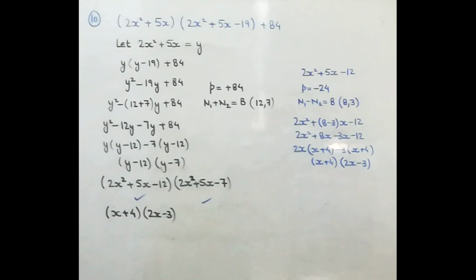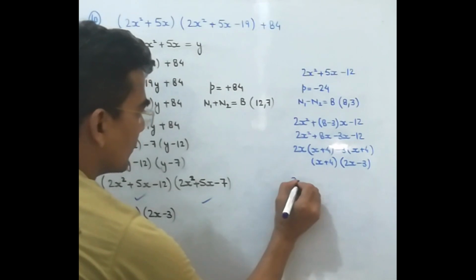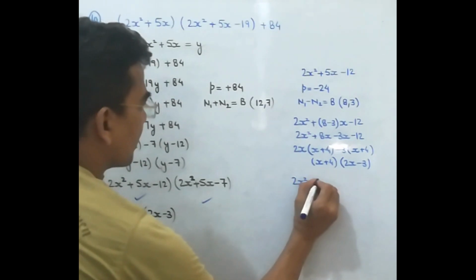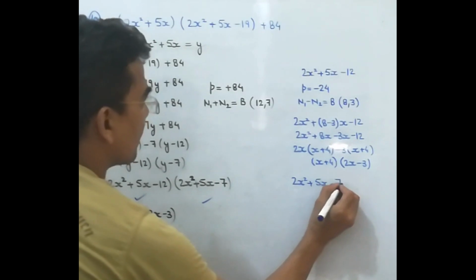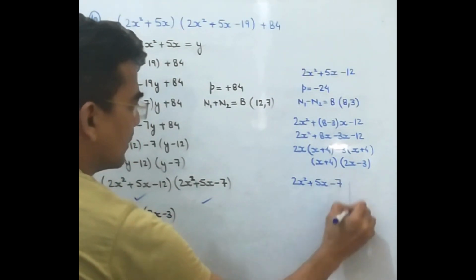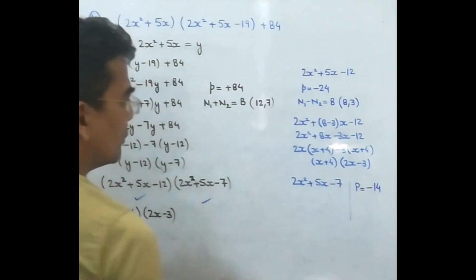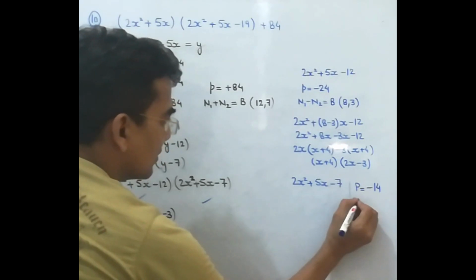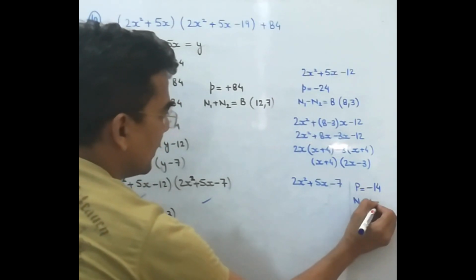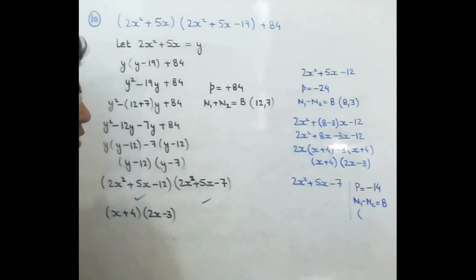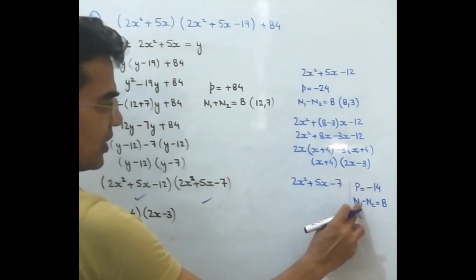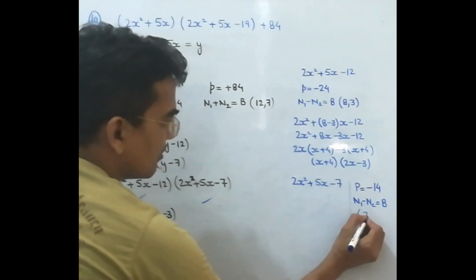Now we are left with the second expression, and that is 2x square plus 5x minus 7. So let us see how it can be factorized. Now in this one, product is minus 14. So the two numbers whose difference should be equal to b. What will be those two numbers whose product is 14 but difference is 5? So 7 and 2.